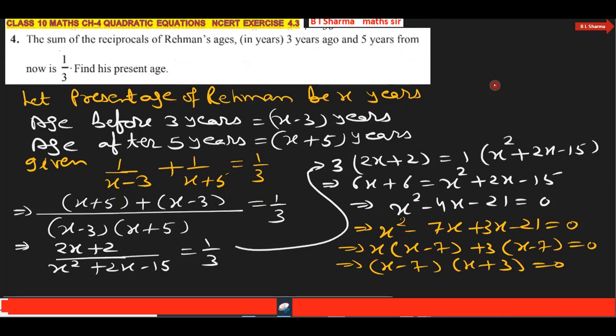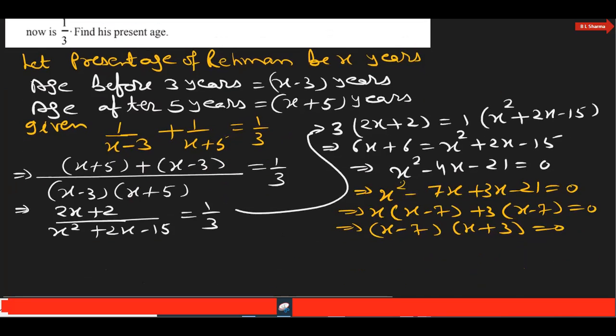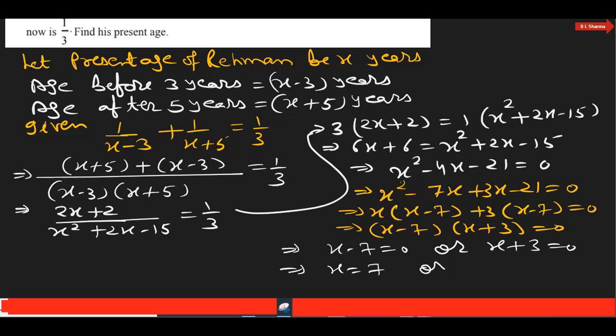तो यहां पे देखिए, therefore putting both the factors equal to 0, therefore either x minus 7 is equal to 0 or x plus 3 is equal to 0. So that is x is equal to 7 or x is equal to -3. We know that age cannot be negative. x is what? Age, present age. Present age negative नहीं हो सकता. That is why x is equal to -3 is rejected. Therefore, x is equal to 7.